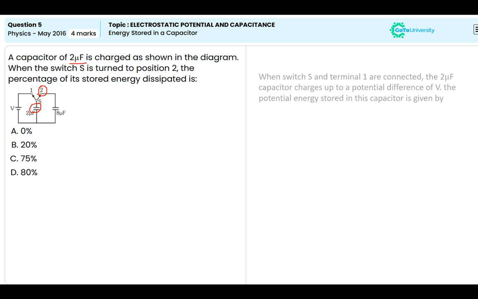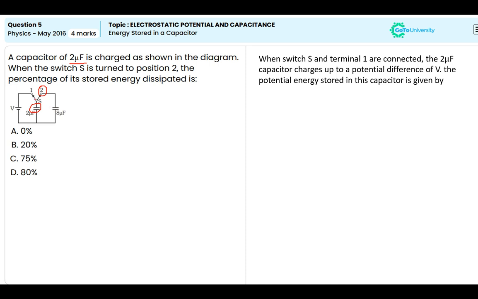So we know here that when switch S and terminal 1 are connected, the 2 μF capacitor charges up to the potential difference V. The potential energy stored in this capacitor, that is Ui, we can write as Ui equal to 1 by 2 CV square, which implies V square for a capacitor of 2 μF here. Okay, this simplifies here.